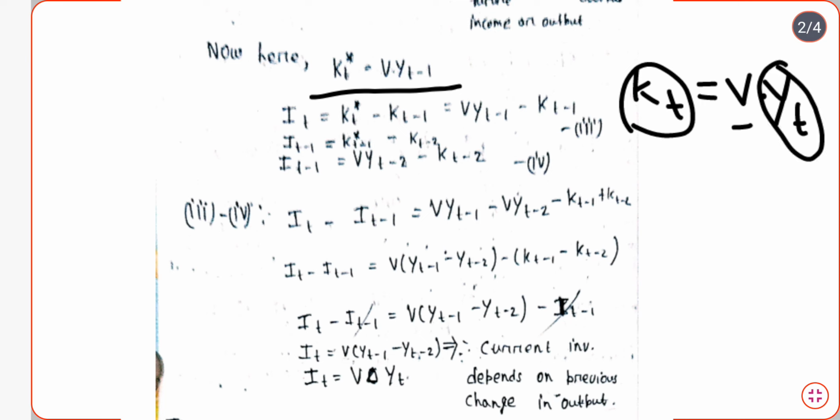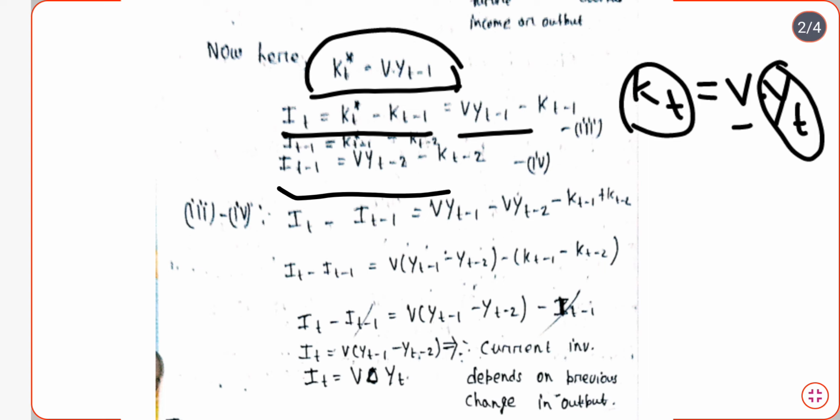But now when we are including a 1 year lag, we are actually taking kt star is equal to v into yt minus 1. That means our optimum capital stock is a proportion of the previous year's output. So it is basically kt minus 1 now, but in this case kt star is basically v into yt minus 1 minus kt minus 1. Similarly, for it minus 1 that will be v into yt minus 2 minus kt minus 2. Subtract this equation and this equation, we are going to get this value.